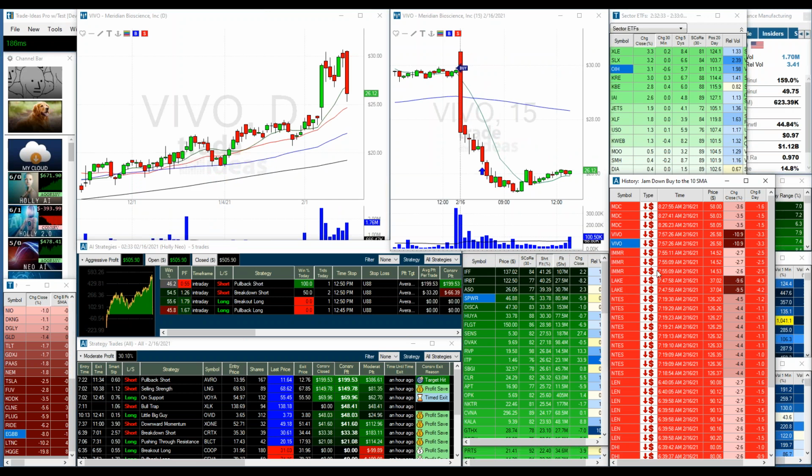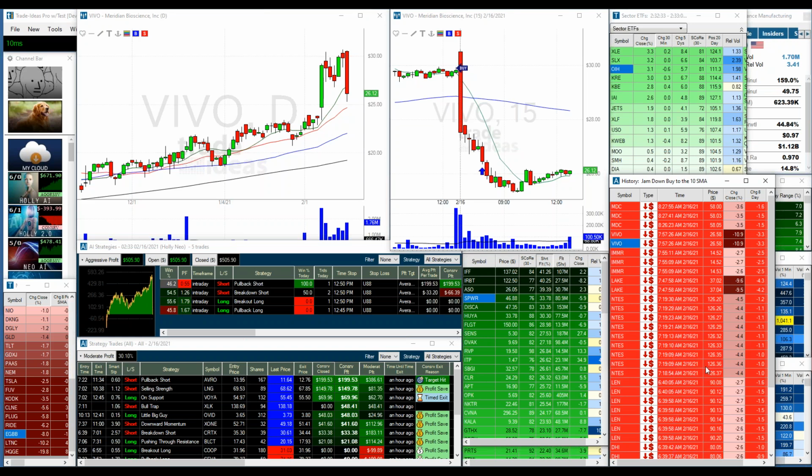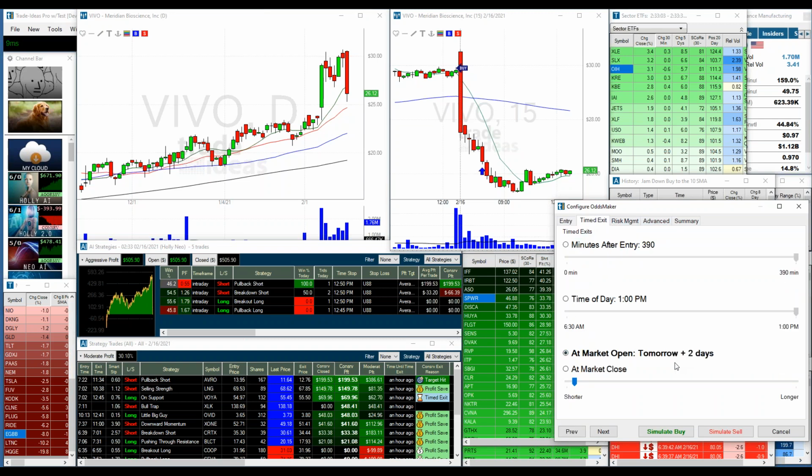So that was my thought process. I said, well, what happens if I just backtest this? Because remember, this is a swing trading entry. It's not really for scalping. So let's do something because I want to show you something here real quick. Backtest strategy. And as I told you, I only like this thing in the first 90 minutes of the day. So I'm just going to scan the first 90 minutes of the day. And we're going to hold it for 3 days, today plus 2 days, and then sell at the open.